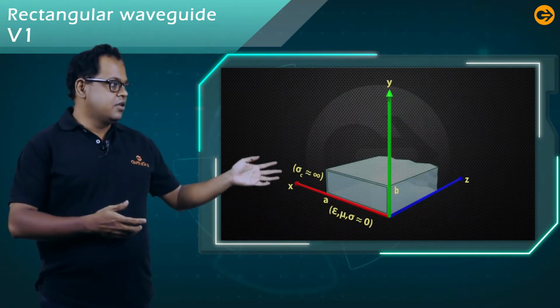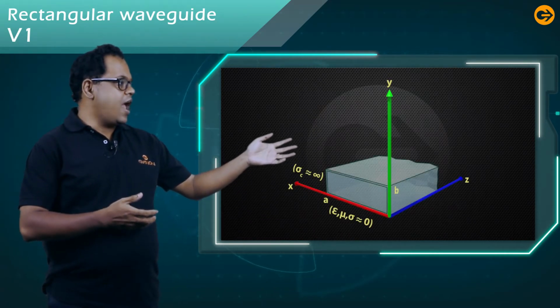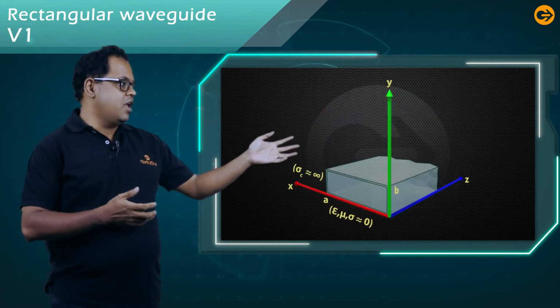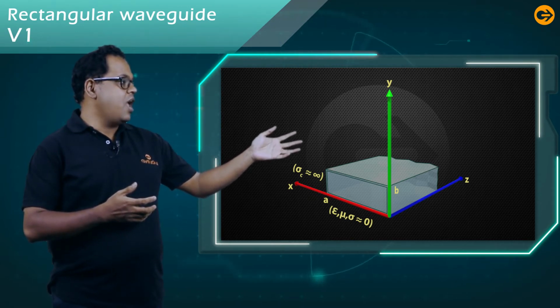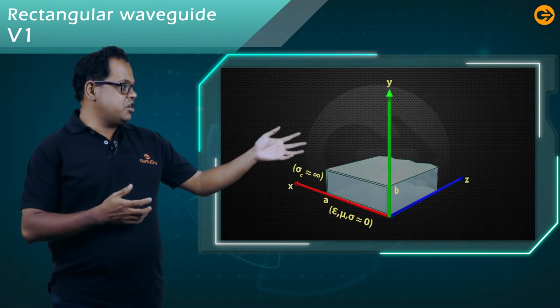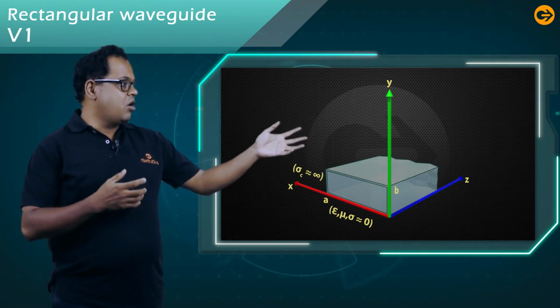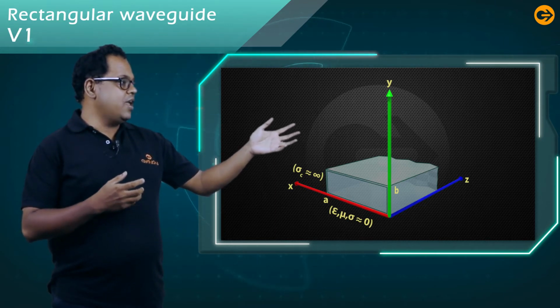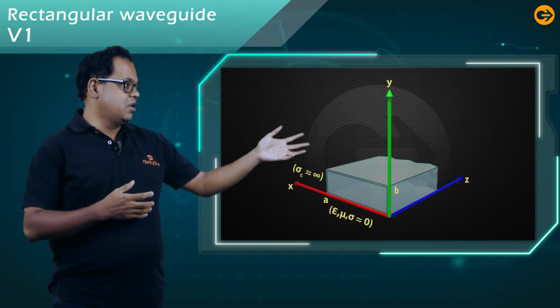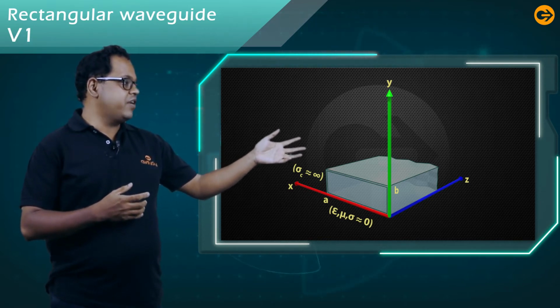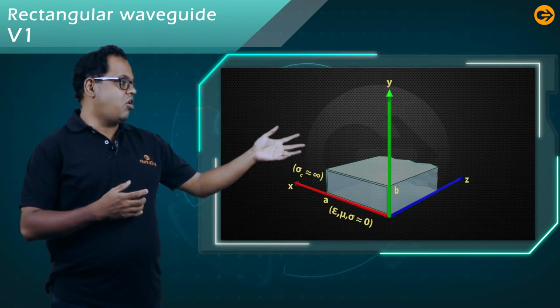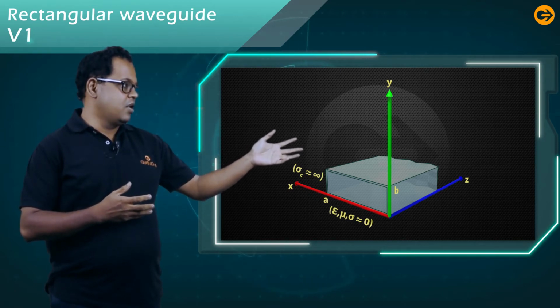In a waveguide, the wave is propagating along the z direction, and the electric field is in the x and y directions, and also in the z direction, and the magnetic field is also in the x, y and z directions. This kind of wave is known as a transverse electromagnetic or TEM wave.